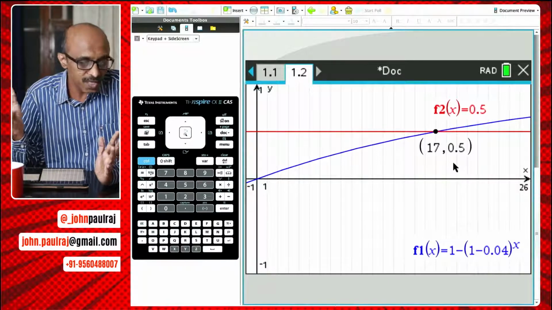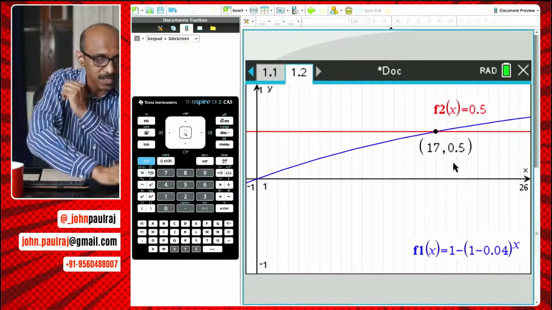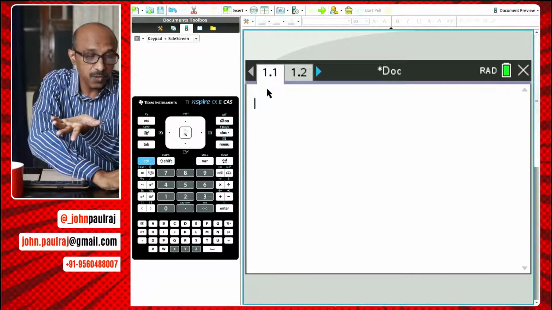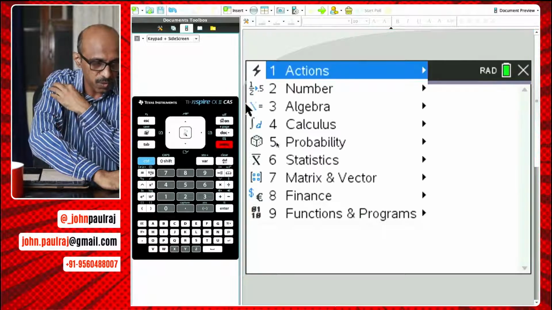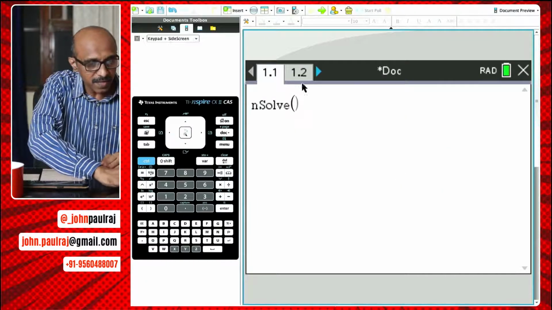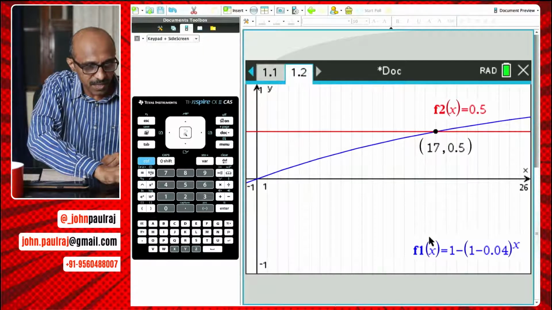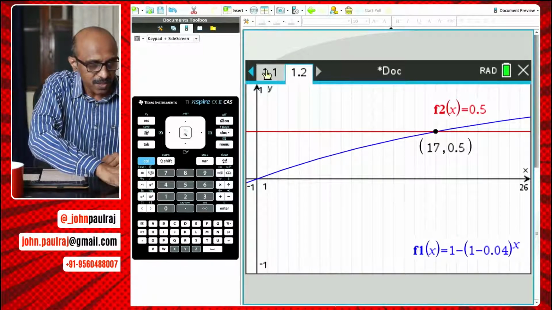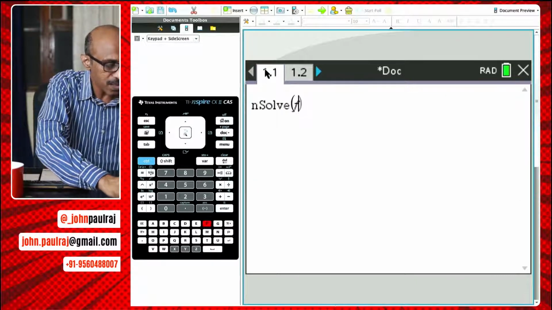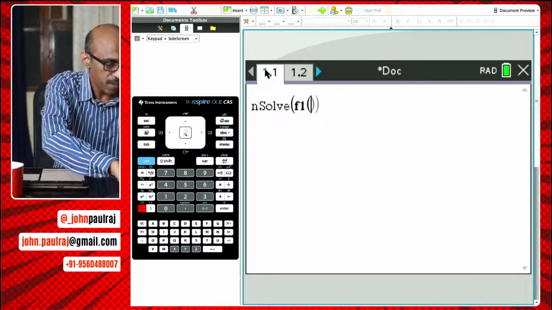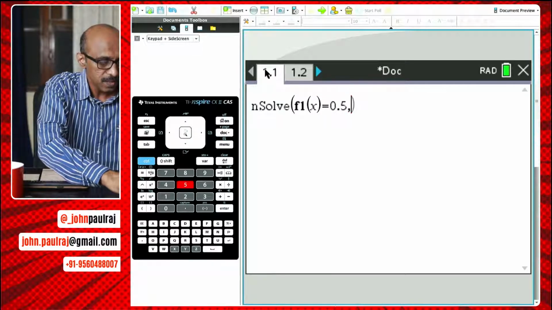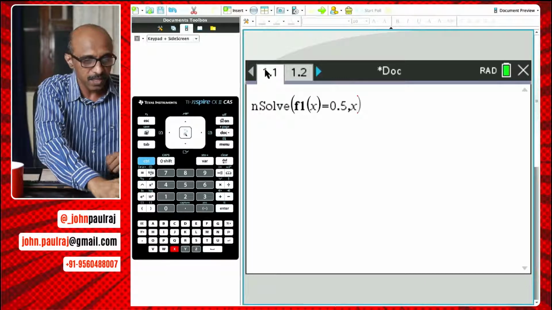You could have done it another way also. There are different ways, of course. That's the beauty of solving these kinds of modeling questions. On the calculator page, I could still use nsolve. I go to menu, algebra, and pull out nsolve. Because the graph was already defined as f1 of x, I can say nsolve, f1 of x equal to 0.5, comma x. That's the syntax for the TI Nspire.